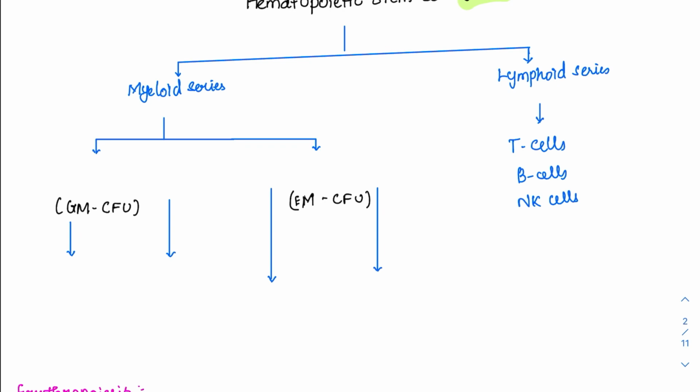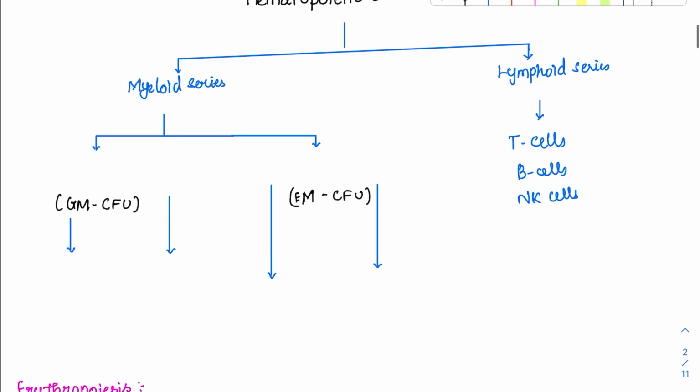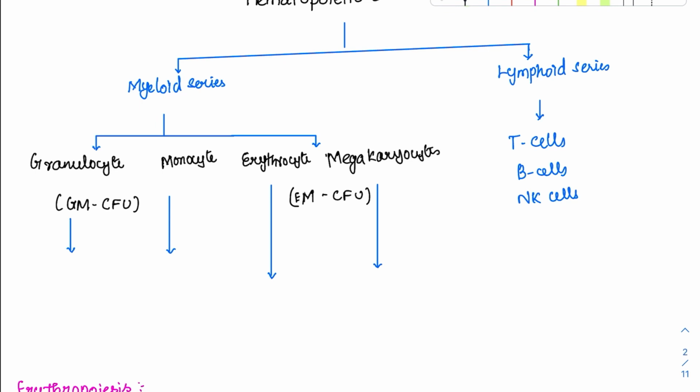Whereas the myeloid series is further subdivided into GM-CFU and EM-CFU. What is the CFU? It is nothing but colony forming units. The CFU stands for colony forming units. So this GM-CFU means the granulocyte monocyte CFU, granulocyte and monocyte. And this EM-CFU means the erythrocyte and the megakaryocytes. So this is the basic classification.